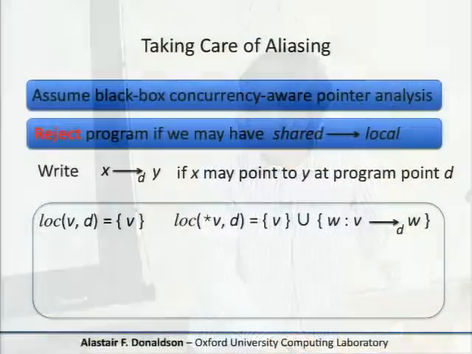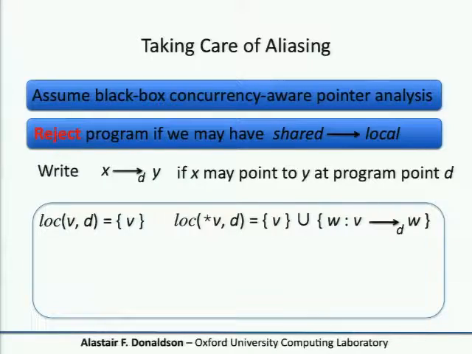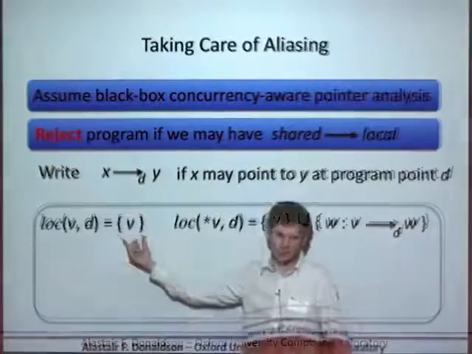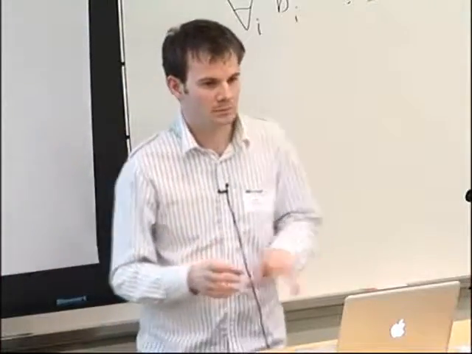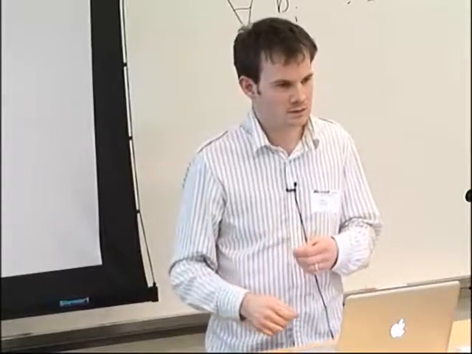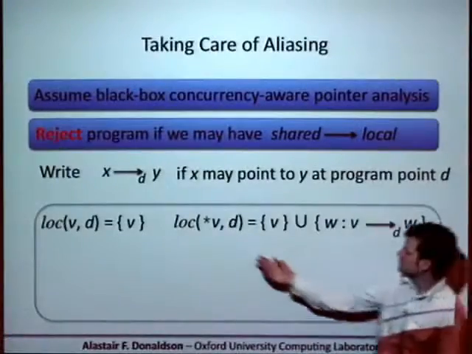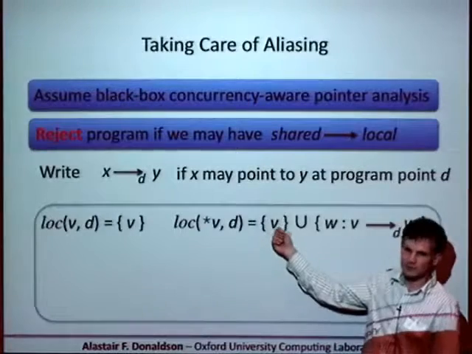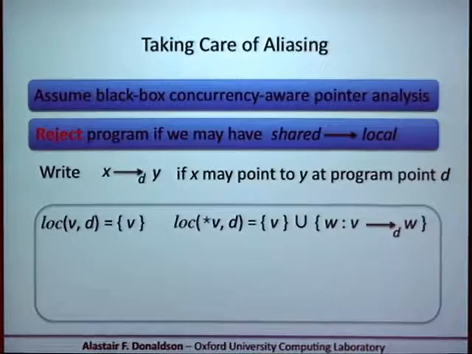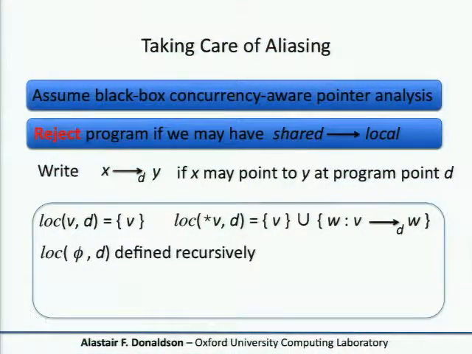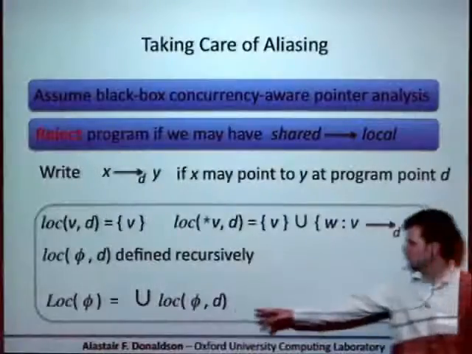So the locations of a variable v, we just say, is the set {v}. Here I'm assuming that pointers point to variables. I'm not thinking about records and arrays. But with some tedious work, this could be generalized to that situation. And we say the locations of a dereference are the variable you're dereferencing and anything it could point to. So locations of an expression are anything you would need to read to evaluate the expression. And this can be defined recursively for compound expressions. And then we say that the capital Loc of phi is the union of the locations at any program point.